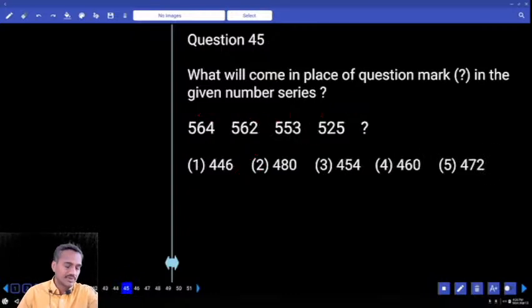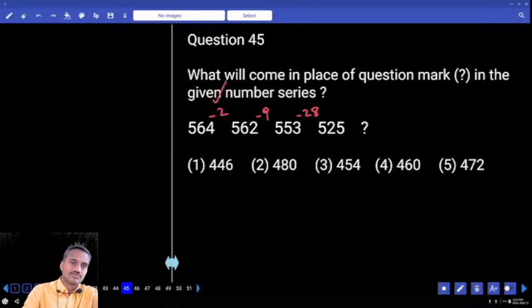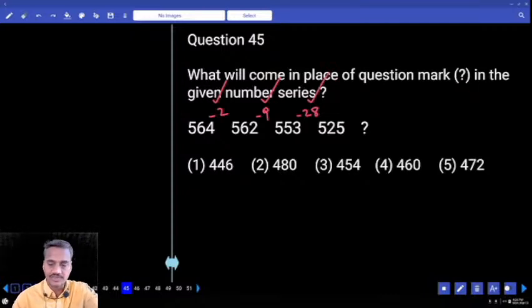Then 45. 564, 562, the difference is minus 2. And 62 and 53, difference is so much? Minus 9. Next one 53 and 25, difference is so much? 28. What are these numbers? 2, 9, 28. 2 can be written as 1 cube plus 1. Now 9 is 2 cube plus 1. 28, 3 cube plus 1. Next 4 cube plus 1 is how much? 65. Now if you subtract 65 from 525, then what is the number we have? 460, choice 4.